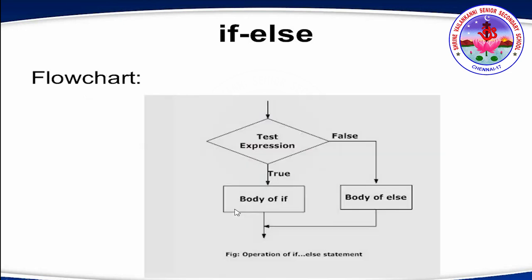Okay. So now let's see the flowchart of if else. Test expression, so this is the condition. If the condition is true, the body of if, that is the if block, is executed. Else, if it is false, we get into the else block. After executing either the true or the false, either one will be executed depending upon the value returned for the condition, the next statement will be executed. Clear?